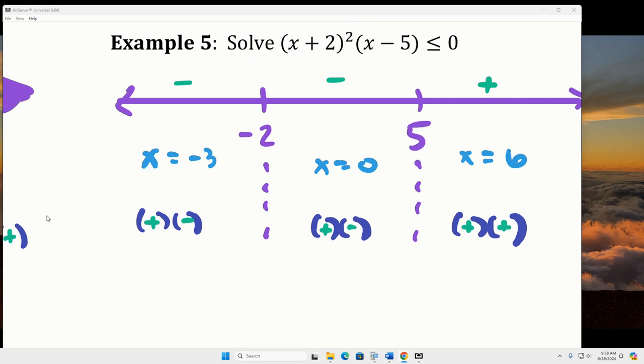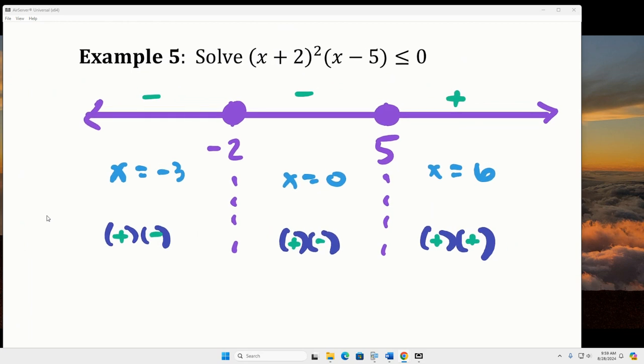Okay, what am I looking for? Oh, I forgot to do something. What did I forget to do? I forgot to do dark, closed or open. Am I going to have closed or open? Closed. All right, and then I do want to shade the answer region, and I want negatives this time.